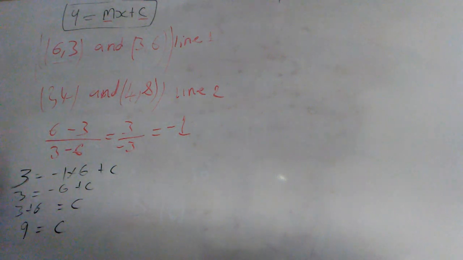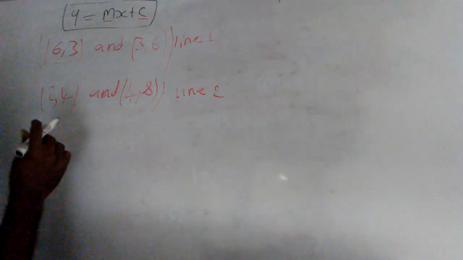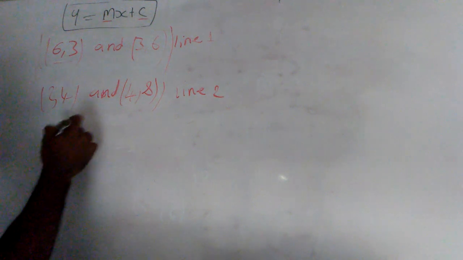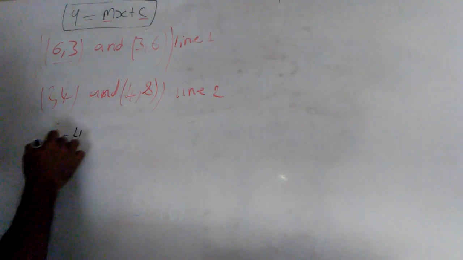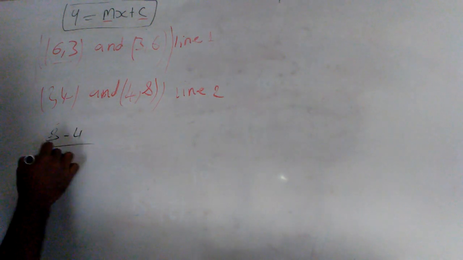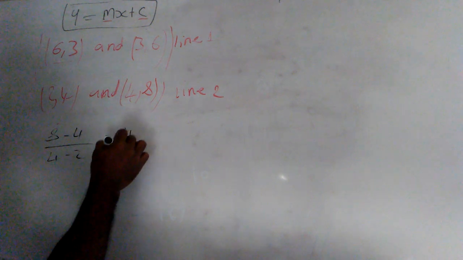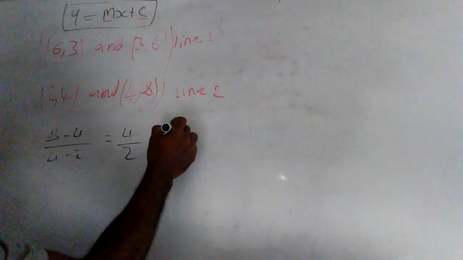So I'll go ahead now and try to find the equation for line 2. So we'll use these coordinates again to find the gradient. So I'll have 8 minus 4 divided by 4 minus 2, and that will be equal to 4 divided by 2, and 4 divided by 2 will be equal to 2.